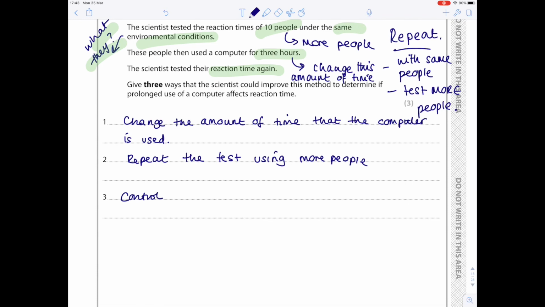Because if people have had lots of caffeine and coffee, that will obviously change their reaction time compared with people that have just eaten a huge roast dinner, for example, because I don't know about you, but I always get very sleepy when I've eaten a lot.